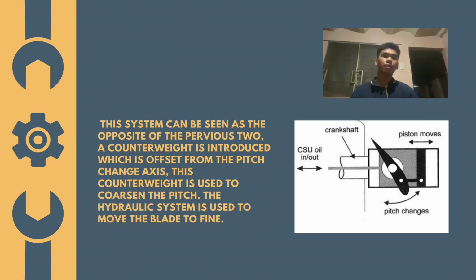This system can be seen as the opposite of the previous two. A counterweight is introduced which is offset from the pitch change axis. This counterweight is used to coarsen the pitch. The hydraulic system is used to move the blade to the fine position.